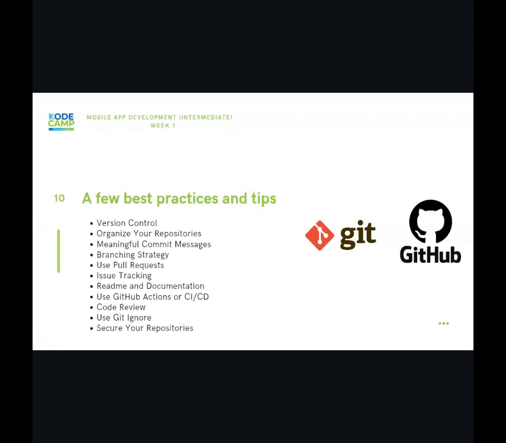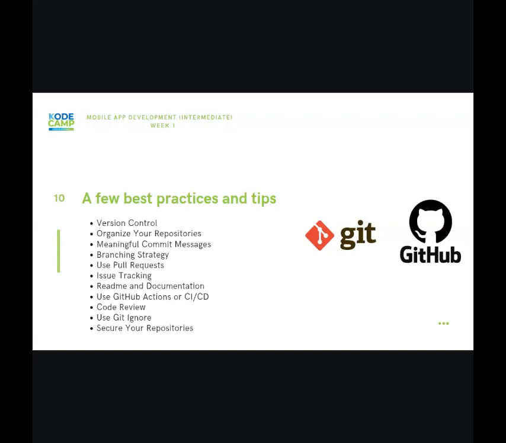Now, issue tracking. You should use GitHub's issue tracking to manage tasks, bugs, and feature requests. I think I'll show us that much later, because it makes it easier to keep track of your project's progress and prioritize your work. Then, of course, README and documentation, very important. You should have a README file in your repository. It helps provide essential information about your project, how to build it, any dependencies and stuff like that. So that's very, very important.